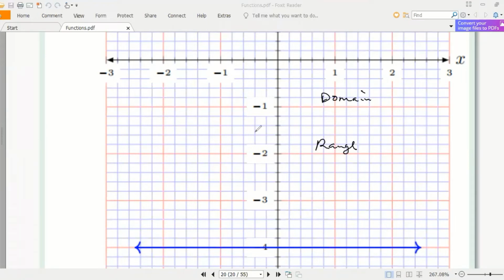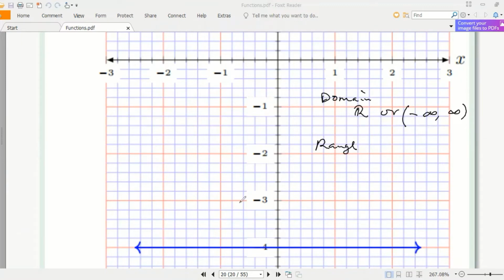Okay, we can now just look at what we have as explanations. The domain: we are looking at the x values. I can see that the lowest x value is not known. The graph is still going to the left. The highest x value is also not known because the graph is still going to the right. That means the domain is the whole real number, or if you want, negative infinity to positive infinity, not included. That's the domain. You can say the whole real numbers, or you can say this.